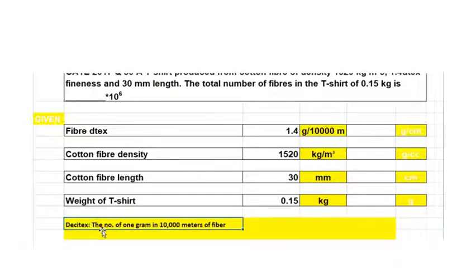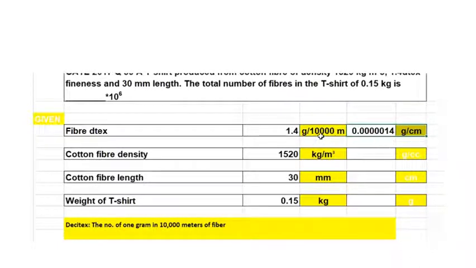Decitex is nothing but the number of grams in 10,000 meters of fiber. Grams present in 10,000 meters of fiber. So I have written the same here, grams in 10,000 meters. We'll convert this into gram per centimeter.